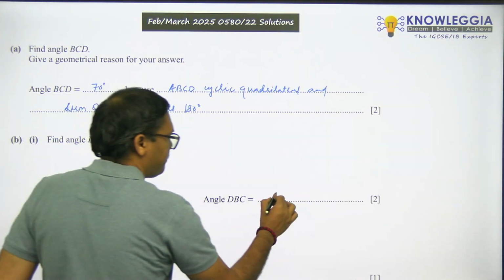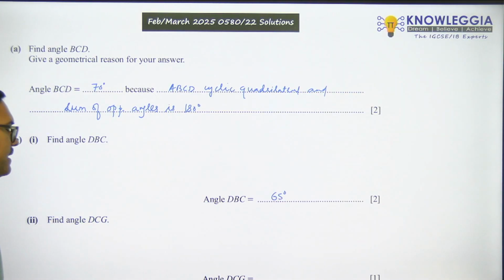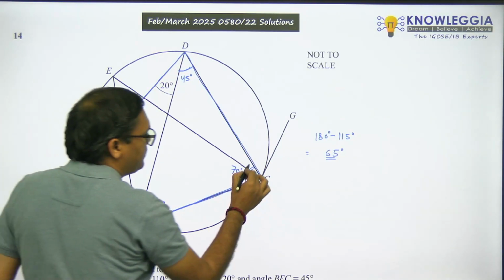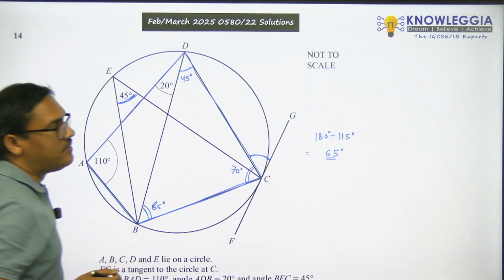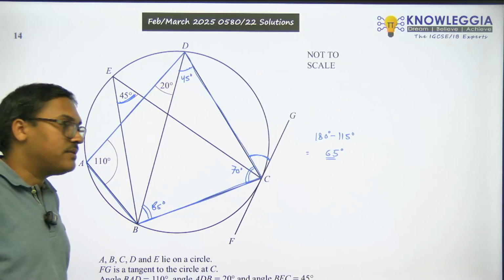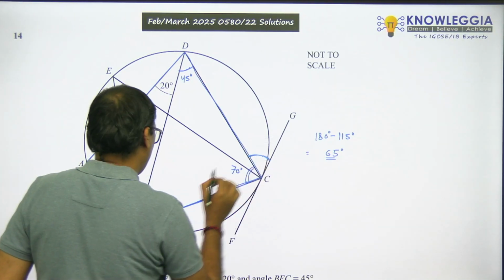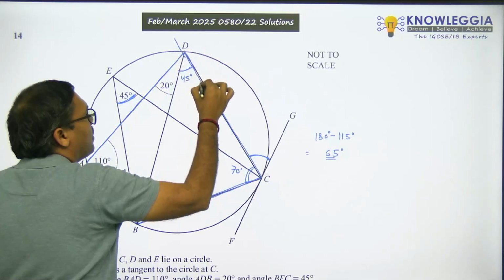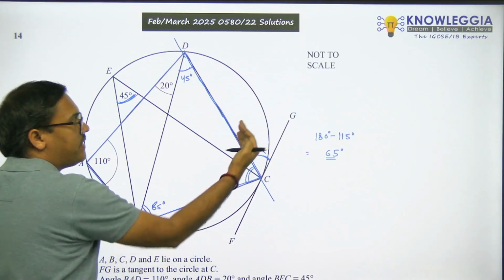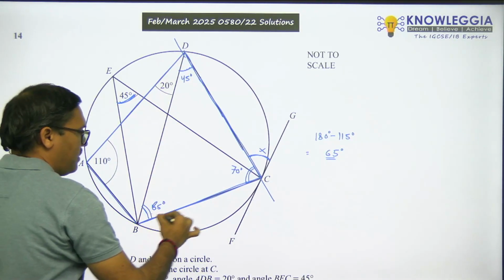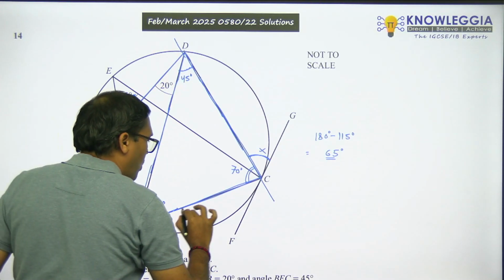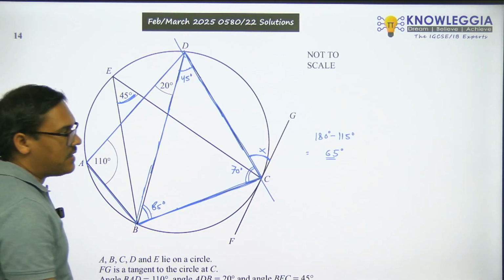So this is 65. Now next, angle BCG. That means you have to find this angle now. Now how will you find this angle? You can clearly see we have a tangent, we have a chord. That means you can think about the alternate segment property. So this angle will be equal to this angle, because this is the chord, and this is the alternate segment, and the angle in the alternate segment is made by the same chord. So this chord is making angle 65 in the alternate segment, so this angle and this angle will be the same.